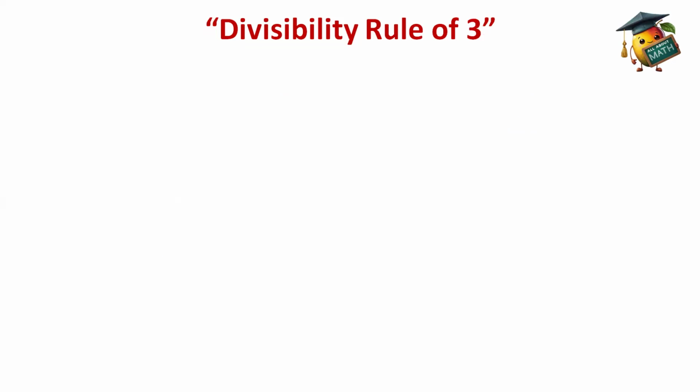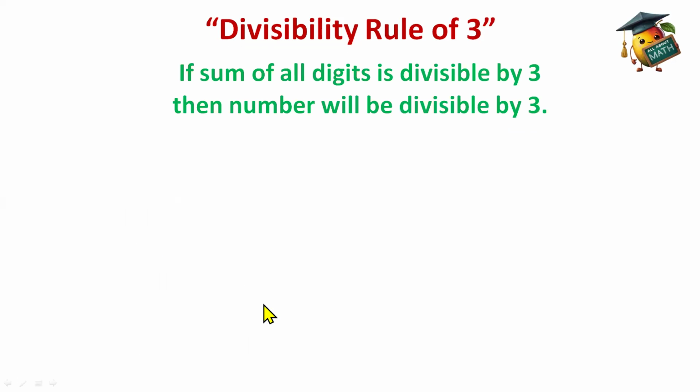Now, the divisibility rule of 3 has a fun little trick. You just need to sum all the digits. You just need to add all the digits. And if the sum is divisible by 3, it comes in the table of 3, then the given number will also be divisible by 3. Let's learn this with an example.